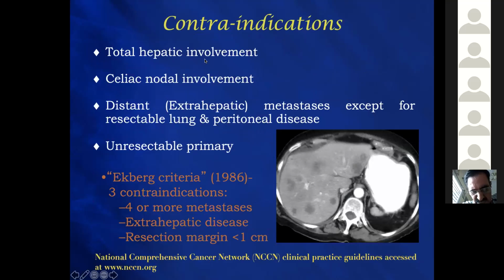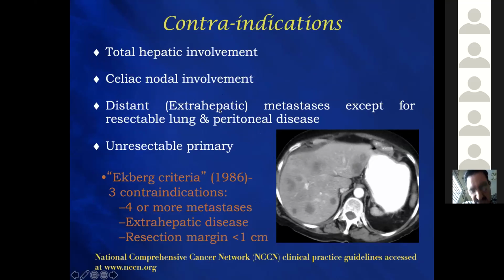So what are the contraindications if there is complete liver involvement with metastasis? No, you cannot do it. Celiac nodal involvement? No. Extrahepatic lung and peritoneal disease, except if it is limited disease and you can do a cytoreductive surgery, resect the lung lesions, resect the liver lesions, in the same setting or a separate setting, and do HIPEC. So those things can be considered.